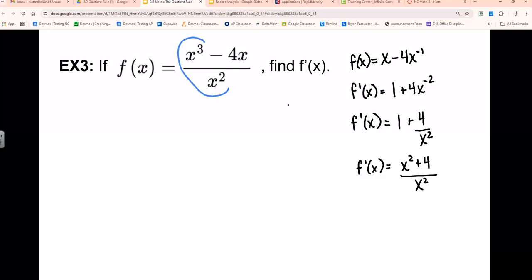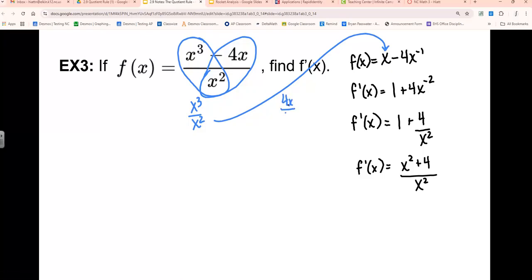I could have love connectioned this right here because I've only got one thing on the bottom. And if you do that, you're getting x to the third over x squared, which is just x. And you're doing 4x over x squared, which cancels one of those, and I could write that as 4x to the negative 1. And then I could use the power rule. Derivative of x is just 1. Here, multiply. Positive 4x, x to the negative 2. Send this back down to the bottom.